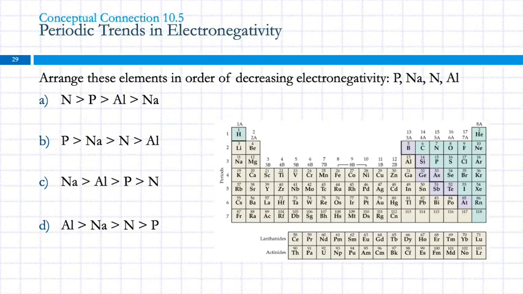So we should be able to do something like this, arrange these elements in order of decreasing electronegativity. This is multiple choice, which makes it a little easier. And we've got the greater than, less than signs here. So this is saying that the electronegativity of nitrogen is greater than phosphorus. Decreasing electronegativity means you start with the big one and you decrease as you go through the list, okay?